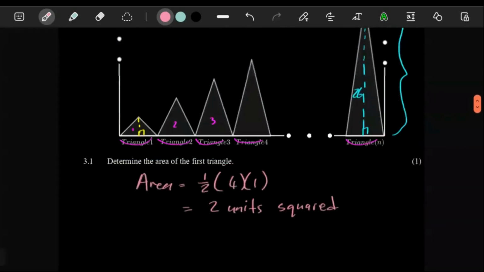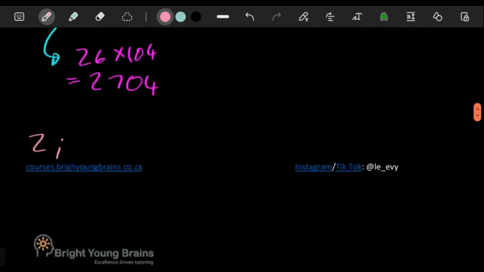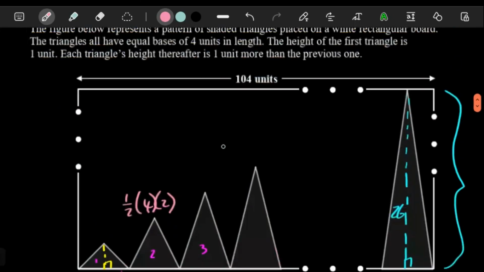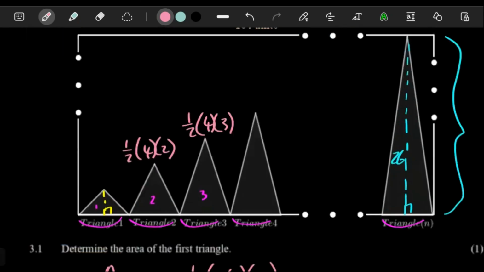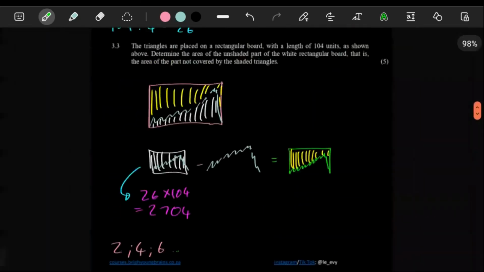The second triangle would have a half, the base is 4, the perpendicular height is 2. So it's 8 times a half, which is 4. For the third area, I just want to have 3 so that we can easily work out the sequence. Here the third one would have a half, the base is 4, the height is 3. So this is 12 times a half, which is 6. So automatically we can see that this looks like an arithmetic sequence. If it's an arithmetic sequence, we know that these areas are going up to wherever they are going up to, but it doesn't matter.